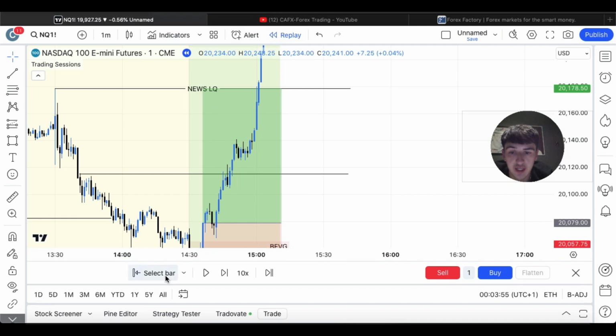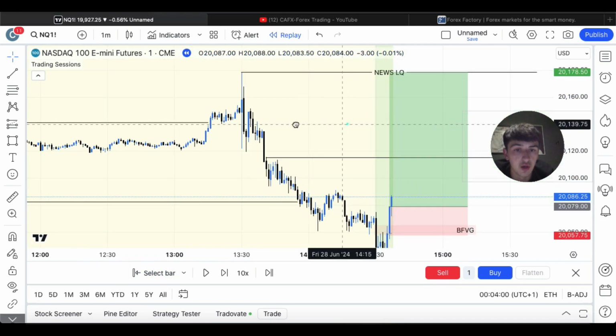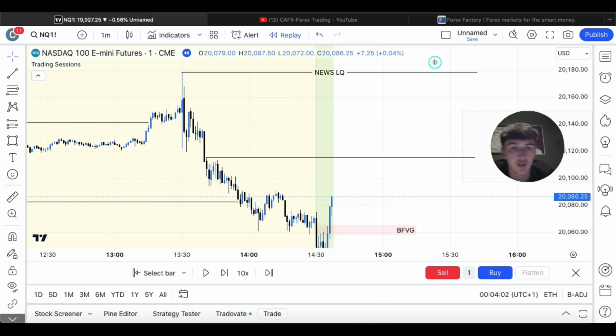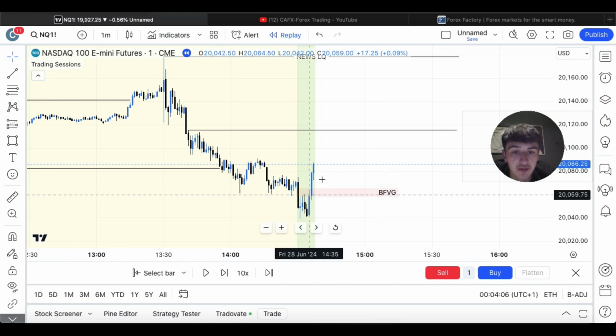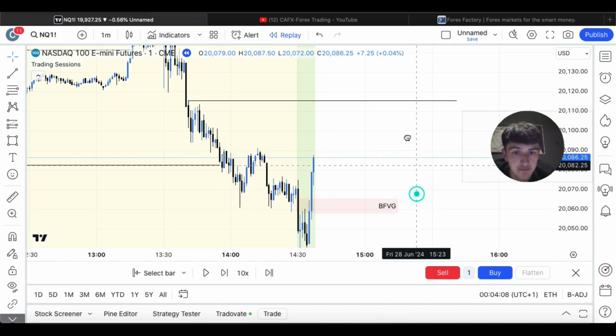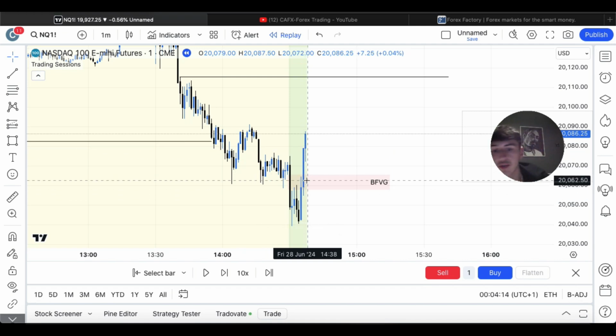Now I'm just going to take the price back and show you another entry model that you could have used. So I'm going to delete that. Okay, so now we're back to the exact same point. We've had this inversion fair value gap. So you can either enter upon this candle close, which inverts the fair value gap, or you can look for a silver bullet type entry.